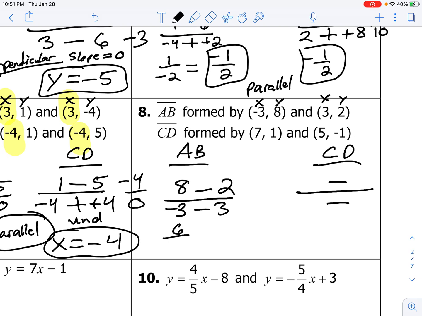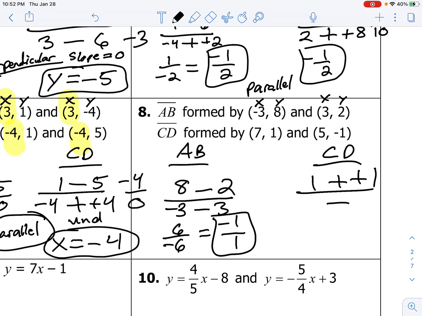So 8 minus 2 is 6. -3 minus 3 is -6. All right, so we've got 6 over -6, which is actually -1 over 1. That's my slope because that reduces. And then now we go to the bottom ordered pairs for CD. So we've got 1 and -1. All right, drop my Y's down on top. So that actually turns into a positive.